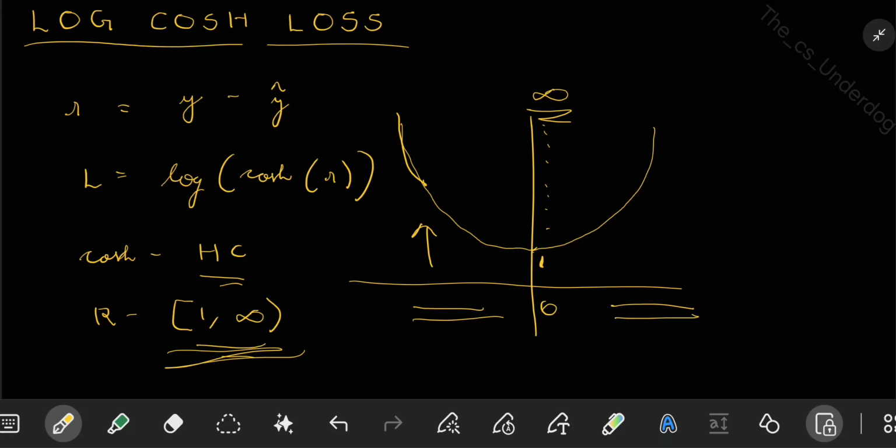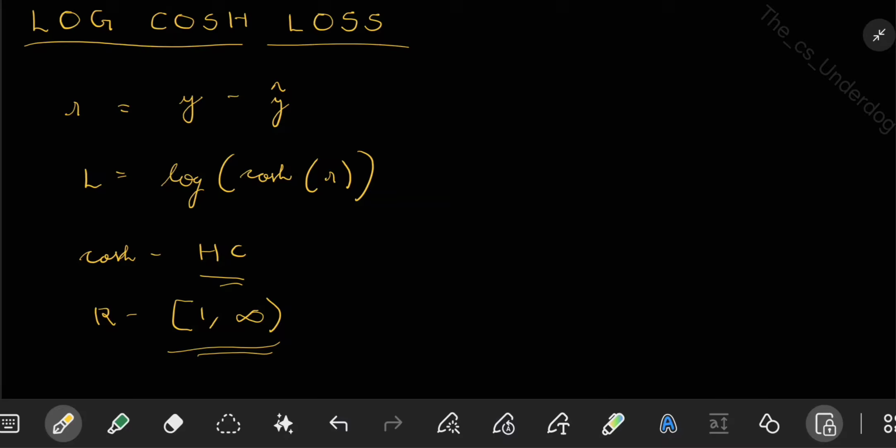If you give positive value, then the function is also giving you positive value. For now, just understand that the range is from 1 to infinity. This is good enough for you to understand this particular lecture. Okay. One more thing I'll clarify.